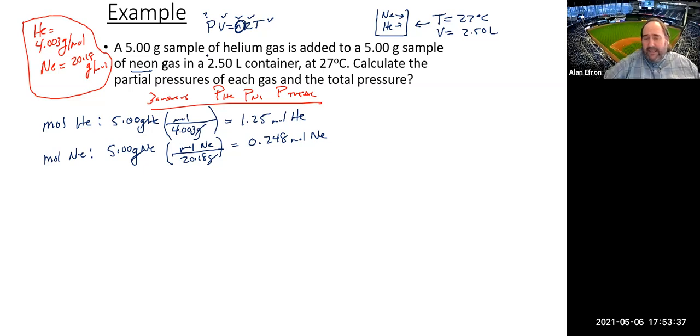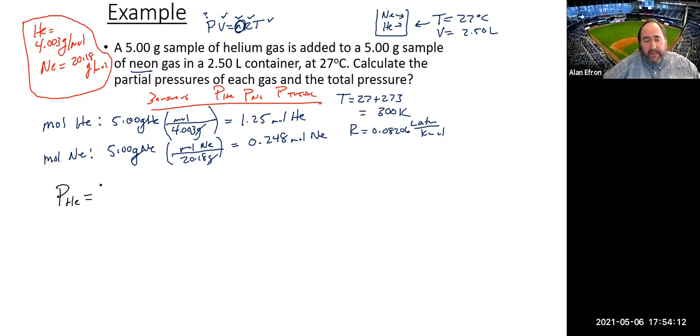Since it's the ideal gas law, we have to be careful of units, and in this case temperature is the critical one. We need to add 273 to convert it into Kelvin, so that's about 300 Kelvin. R is a constant, so we always have that number. At this point, we can just do two separate calculations. The first one is going to solve for helium.